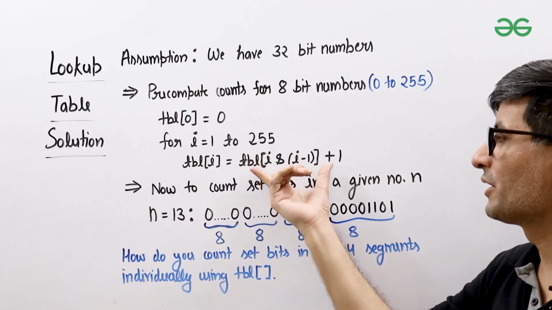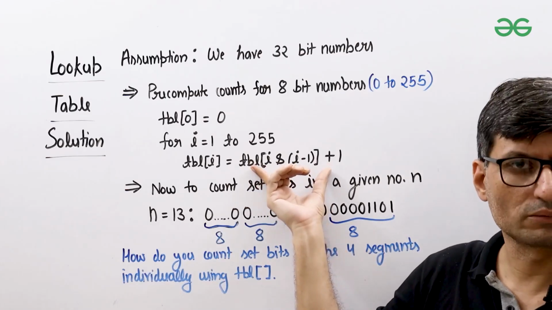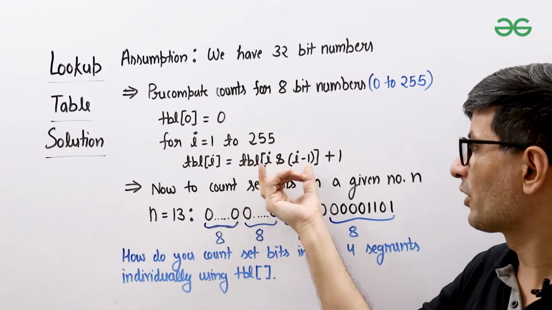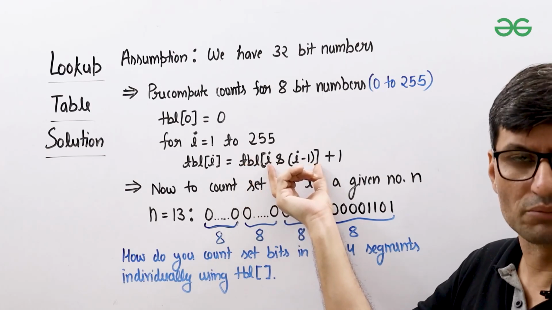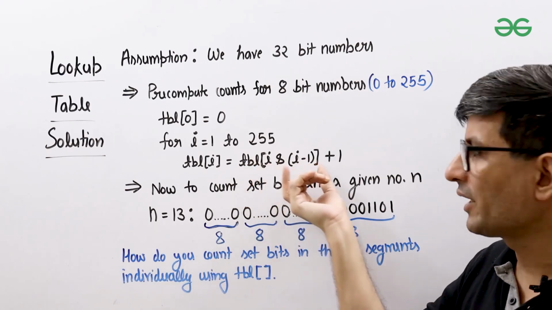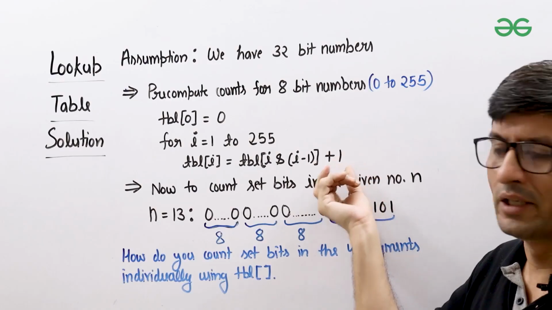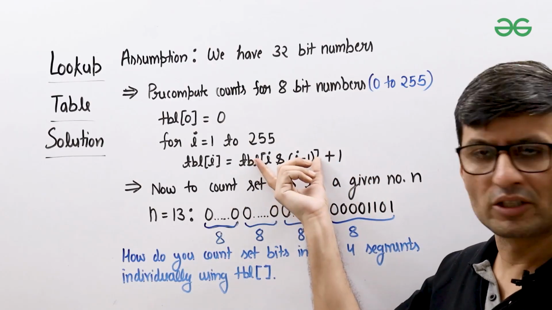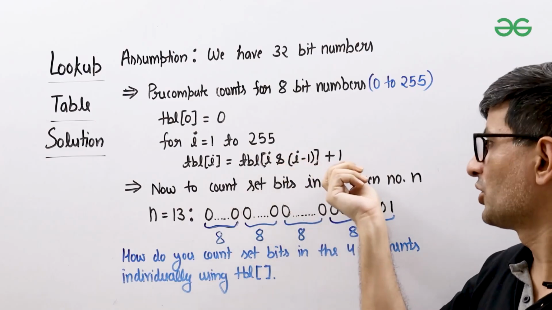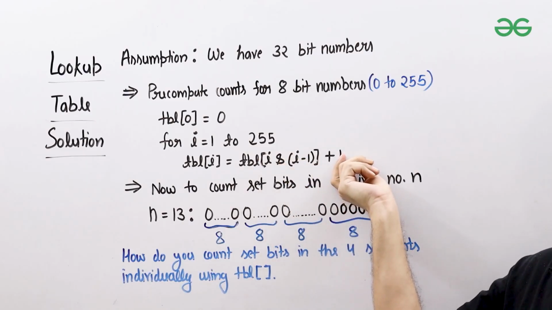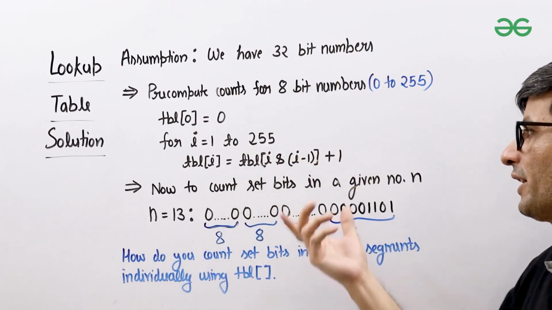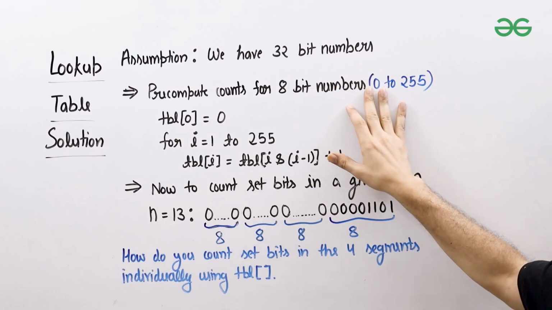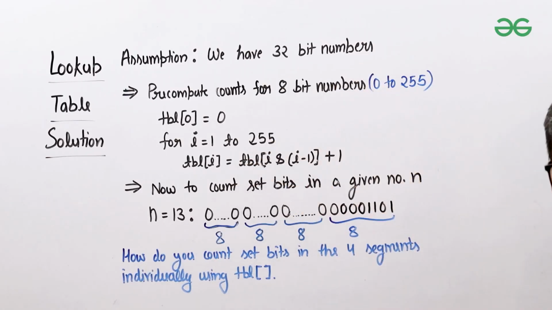And for every number, we simply use Brian Kernighan's algorithm. We reuse a result for the reduced number, where we have removed the last set bit, and we add 1 to it. You can use the naive method also, or I've used Brian Kernighan here. In the naive method, you will use table[i/2] plus you will use i & 1. You will check whether the last bit is set or not. Here I've used Brian Kernighan's algorithm. So this is how we compute count of set bits in all the numbers from 0 to 255.